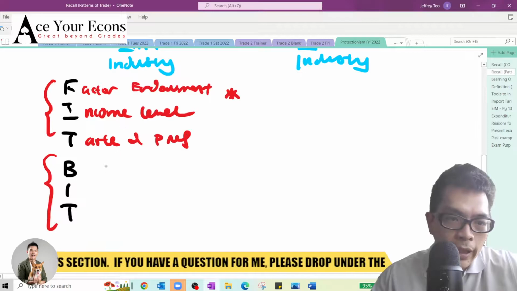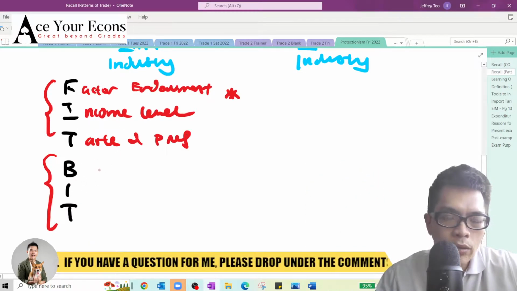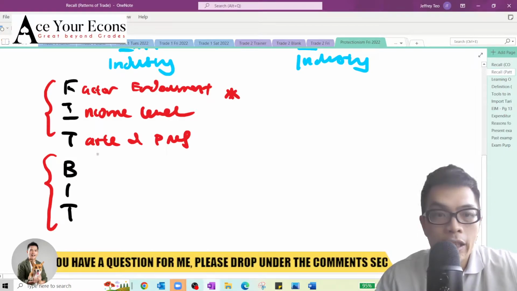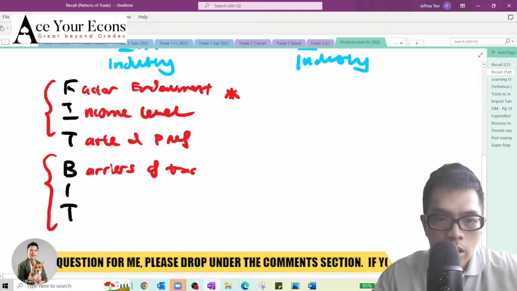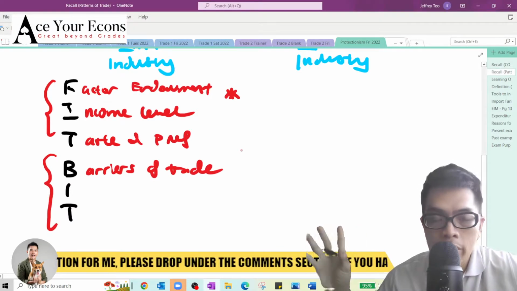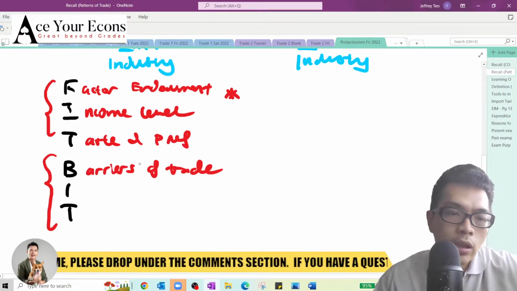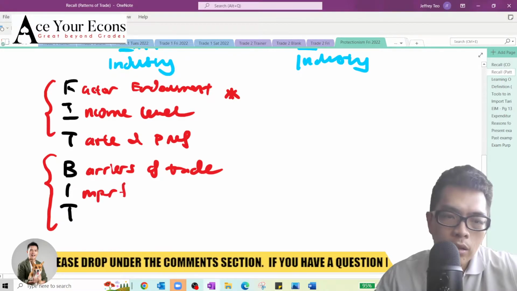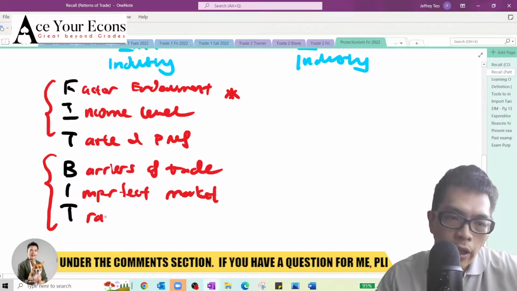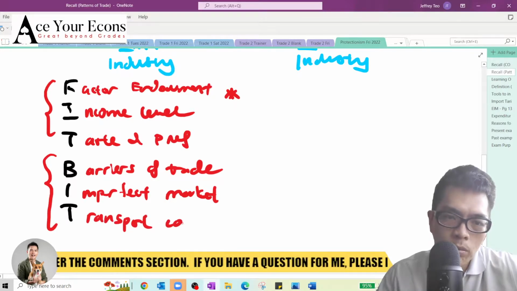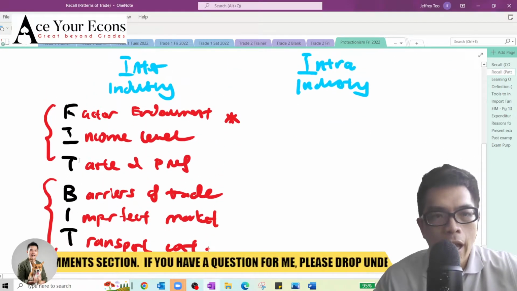So BID is slightly different from FIT. It simply tells us what are some of the things that inhibit trade: barriers to trade. Today we'll be looking at a couple of barriers to trade, what blocks trade. Today this is our focus. We'll be looking at imperfect markets, and transport costs, when transport cost is normally not negligible. So out of all these 6, F is the most important.